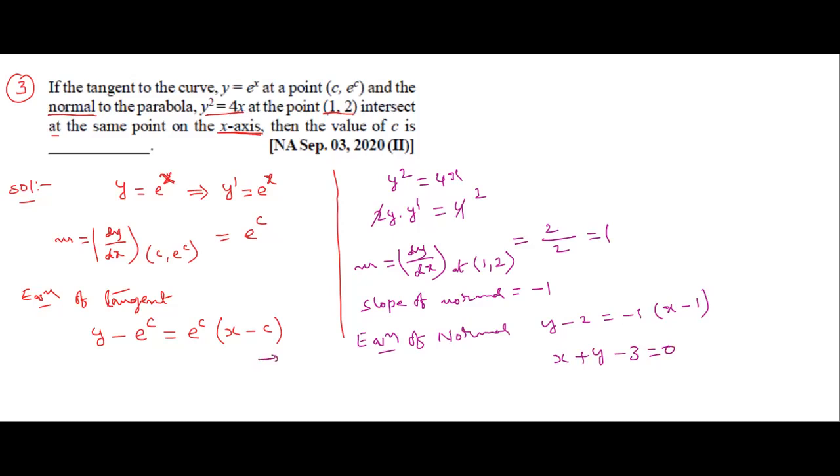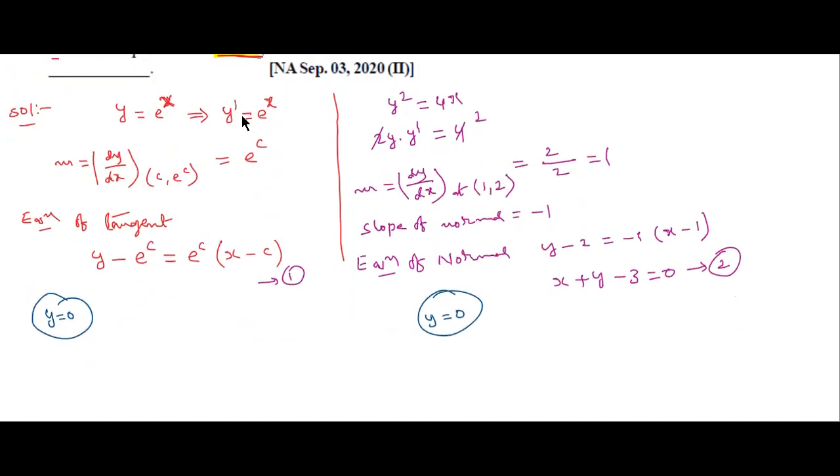These two curves, this is 1, this is 2. The two curves intersect at the same point on the x-axis. On the x-axis, we know very well the y coordinate is 0. Here also y is equal to 0. So y is equal to 0, then what is x, students? x plus 0 minus 3 is equal to 0. Then what is the x value? 3. Now y is equal to 0 and x is equal to 3.